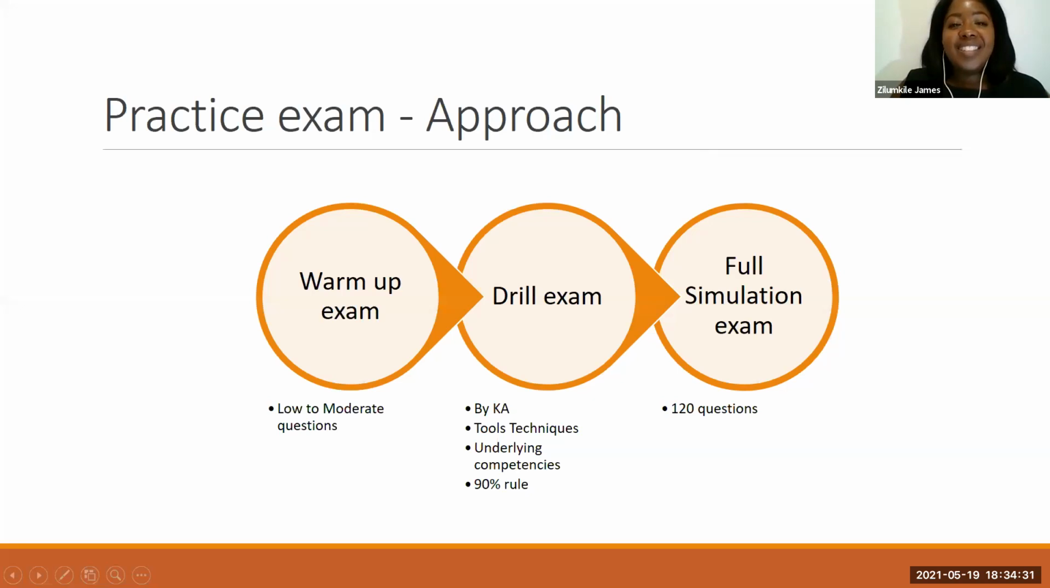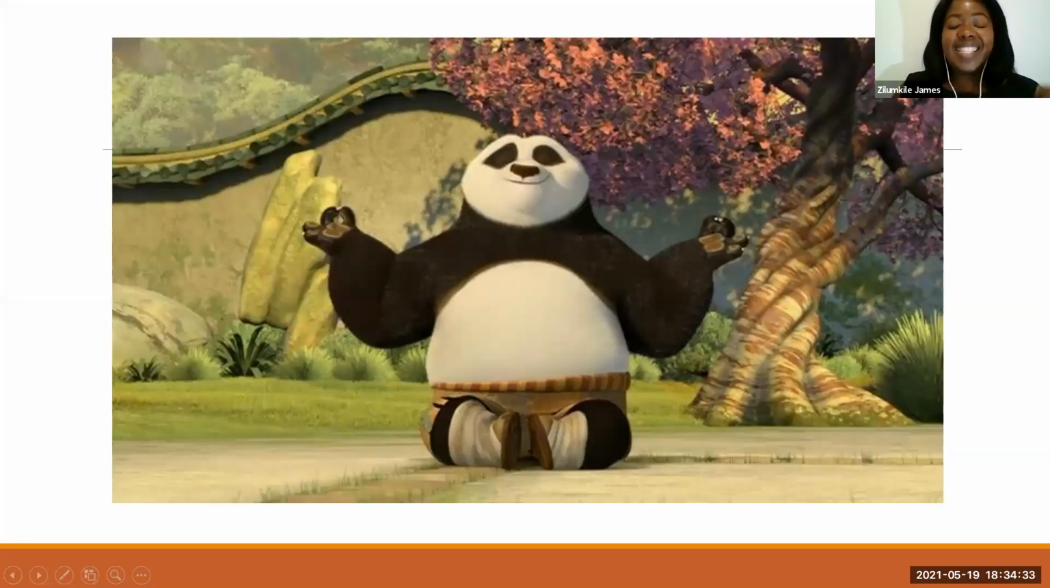Once you have gotten your 85 to 90%, it is important to relax, please. You have to be relaxed to be able to write the CBAP exam. You must remain calm and get your groove on.